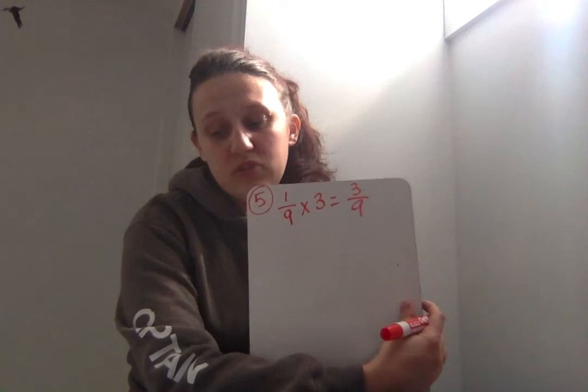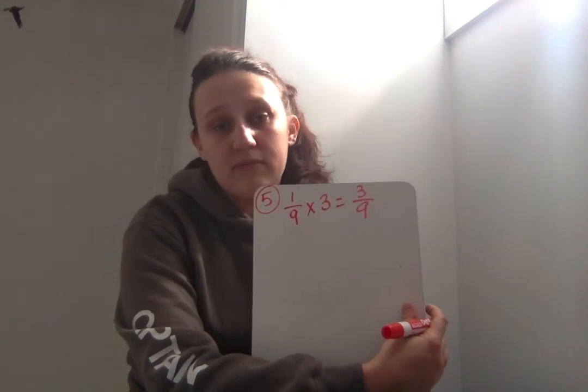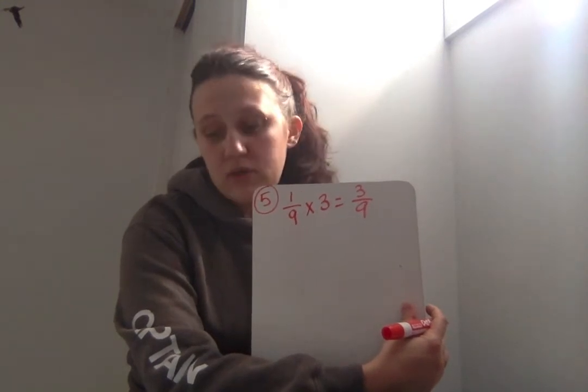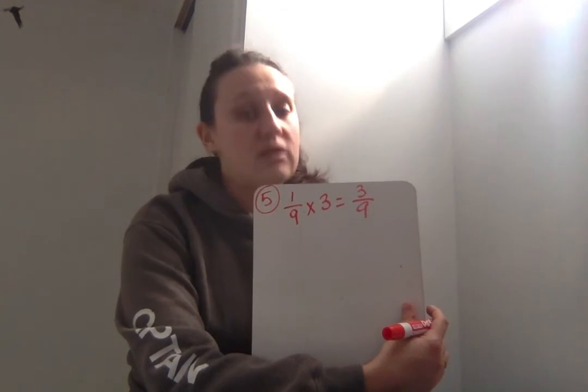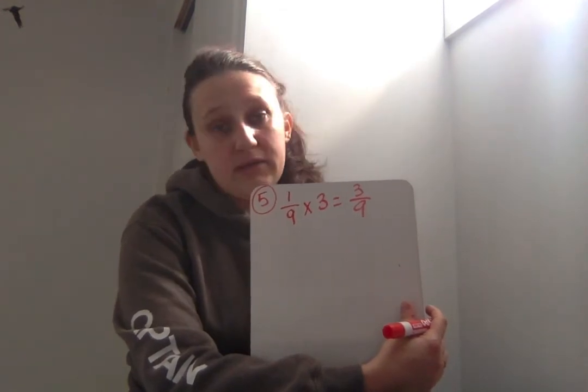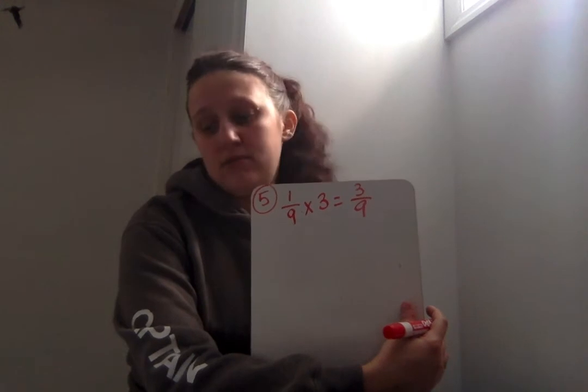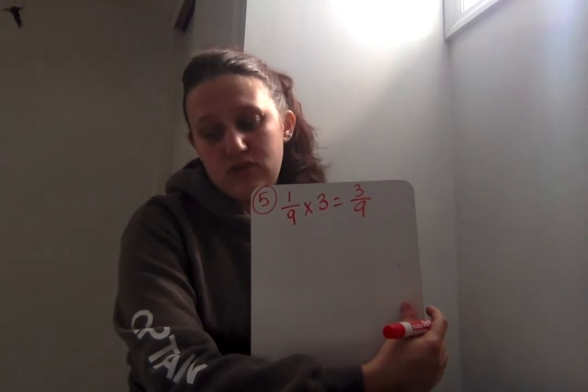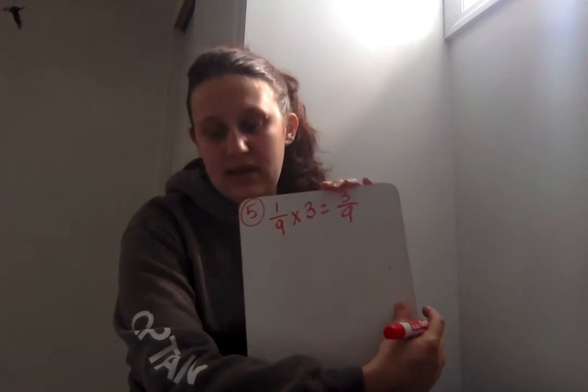Can 1 over 9 be multiplied by a number to make 4 over 9? Yep, times 4. How about 2 over 9? Yup, times 2. And 9 over 9? Yup, times 9. So there are actually 4 answers to number 5. It's 3 over 9, 4 over 9, 2 over 9, and 9 over 9.